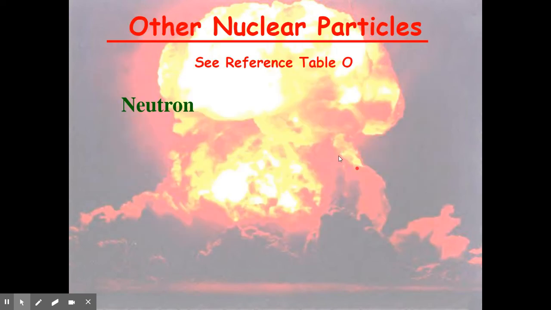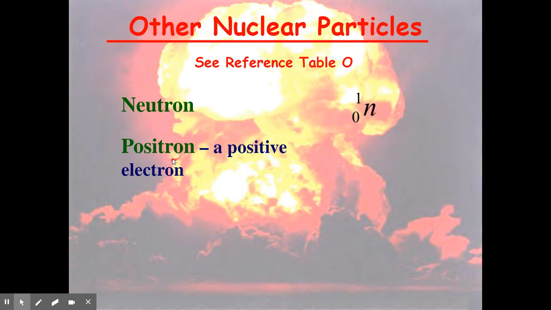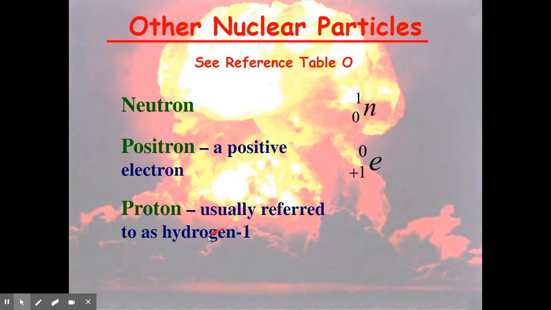Okay, neutrons, we saw this already. I'm just going to skip over this pretty quickly, just to refresh, because people tend to write down what's on here. Neutrons have no protons, that's why it's a 0, and they have a mass of 1. A positron, which is a positive electron, is 0, +1 E. And then a proton can be called a hydrogen-1 nucleus. A proton has a proton number of 1, a mass number of 1, and the symbol H.